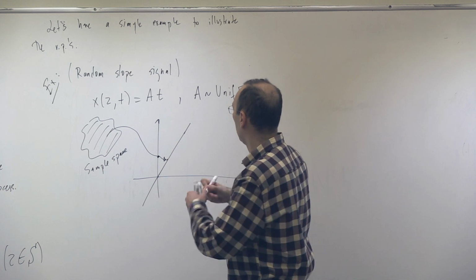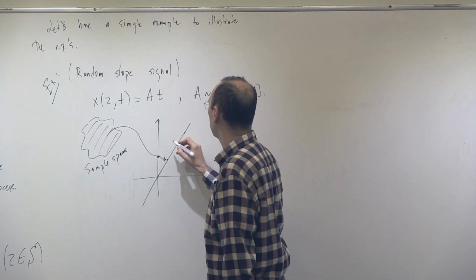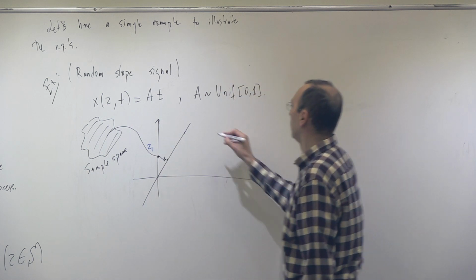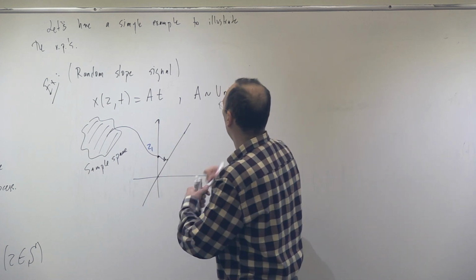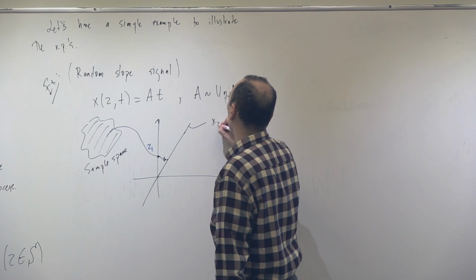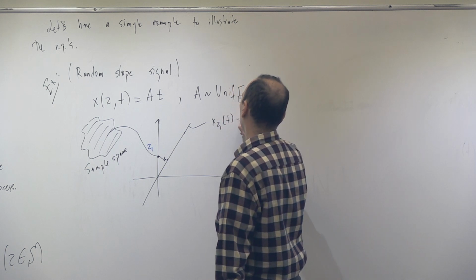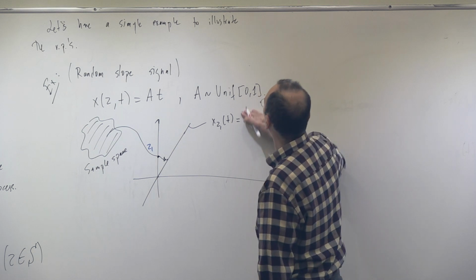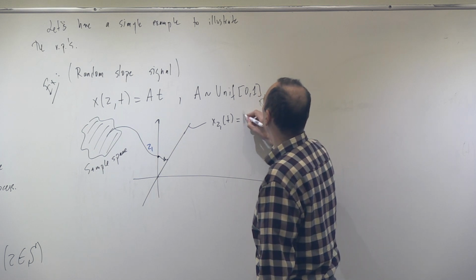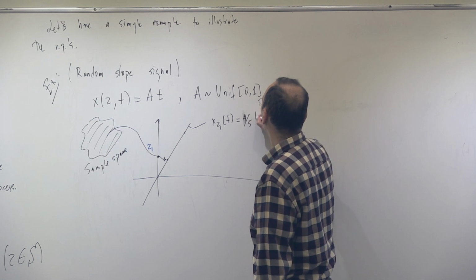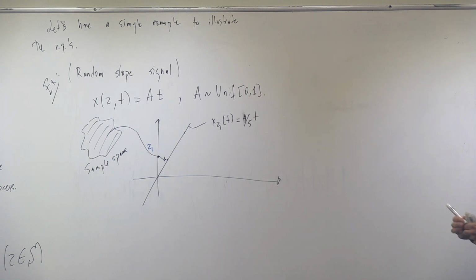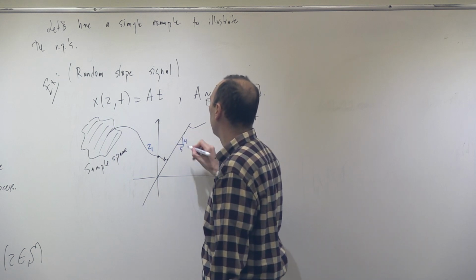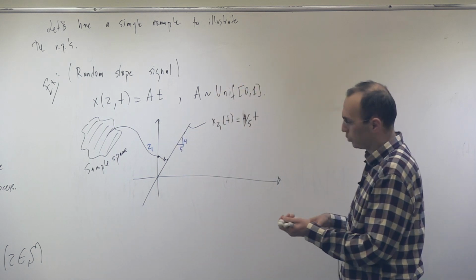So let me say that this is tau 1, and then this is x. Let me put tau 1 over here. Tau 1 is, let's say, 3. It cannot be 3. Let's say 4 over 5 t. Meaning that the slope is 4 over 5, and so on.